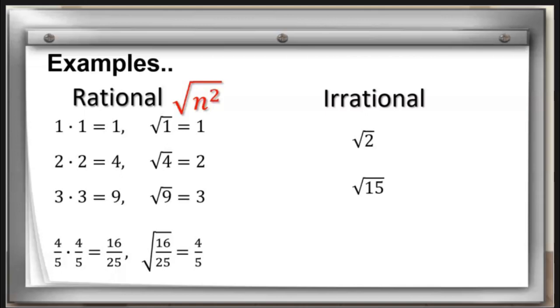And lastly, square root of 3 over 10. Can you think of any number that when multiplied by itself will give an answer of 3 over 10? None. We can say then that 3 over 10 is not a perfect square. Therefore, the principal root of square root of 3 over 10 is irrational.